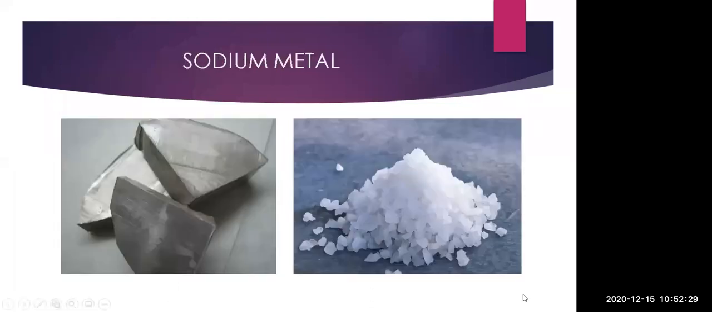Then you can see this is sodium metal. Sodium metal is solid and it is kept in kerosene so that it is not exposed to air, because if you expose it to air, it will react so fast that all the sodium metal will be reacted. So it is kept in kerosene oil. Then you can see the solid form of sodium metal, and a little bit of finely divided sodium metal. These are two pictures of sodium metal.